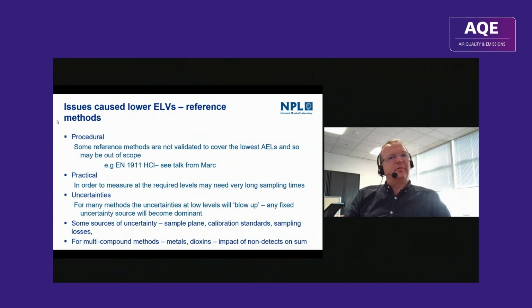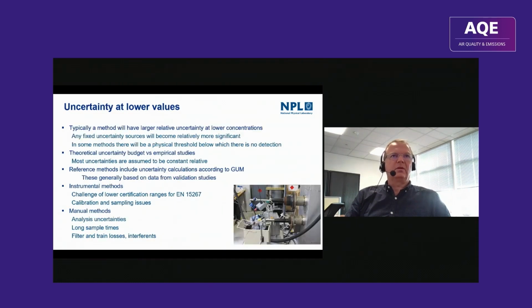There's also the issue for the multi-compound methods, so metals, dioxins. The impact of the non-detects on the summation will become more and more important as we get to lower and lower levels. And already that's an issue with dioxins and metals. So in terms of the uncertainty as we get to the low end of the method, low concentrations, as I say, any fixed uncertainty source will become relatively more significant. So anything which is not a percentage of the measured value will blow up the uncertainty. And in some methods, particularly on the analytical side, there will be a physical threshold below which there's no detection. So a real cutoff in the detection.